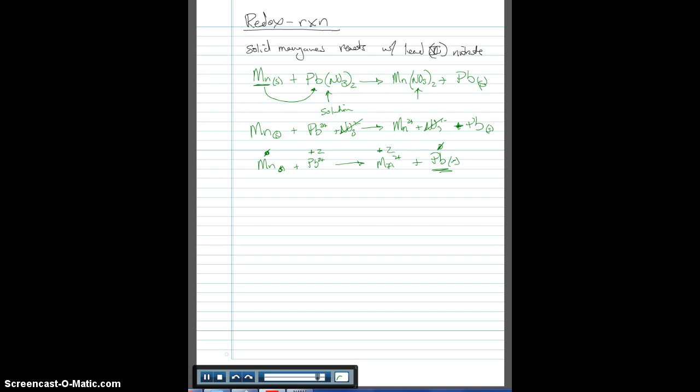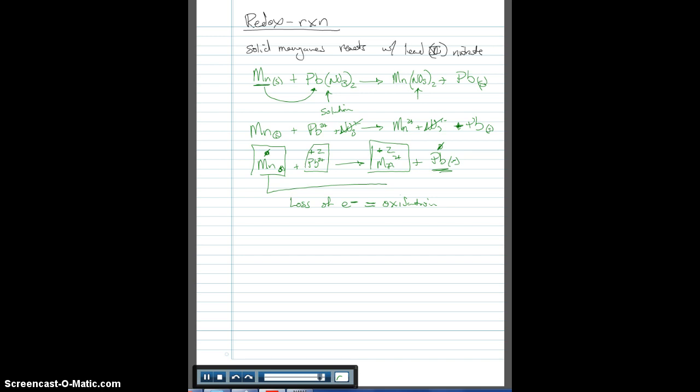So what we're doing here is looking at the manganese here and the manganese here, and what's happening to the manganese for it to go from a 0 to a 2+. When it goes from a 0 to a 2+, that tells us there is a loss of electrons occurring, and loss of electrons is going to be oxidation, using our LEO says GER, or the other way around.